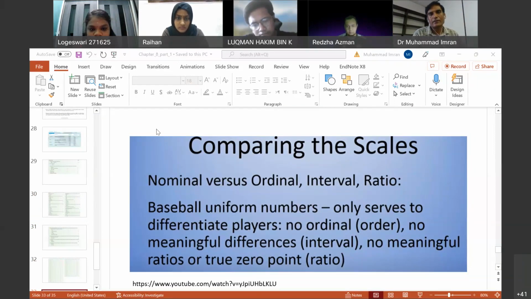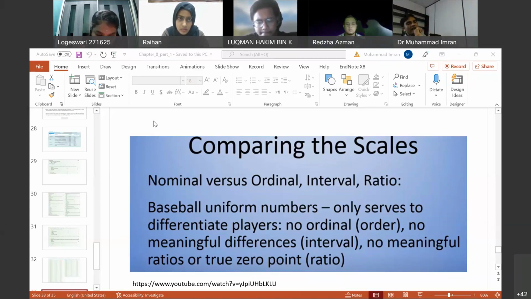Please read this one first. Comparing the scales: nominal versus ordinal, interval and ratio. Baseball uniform numbers only serve to differentiate players. No ordinal order, no meaningful difference interval, no meaningful ratio or true zero point. Only comparing the baseball uniform numbers is related only to nominal. Not even order, not even interval or ratio, because we just give the numbers. They are categories, not rank. If we cannot give them rank, how can we calculate the interval? We cannot, right?